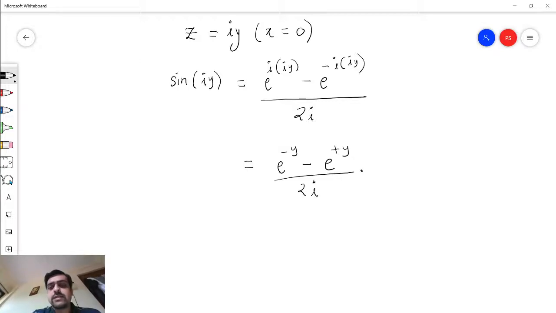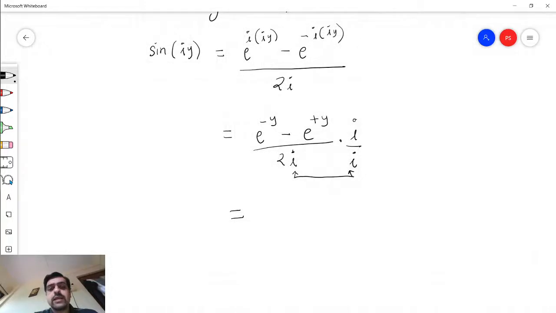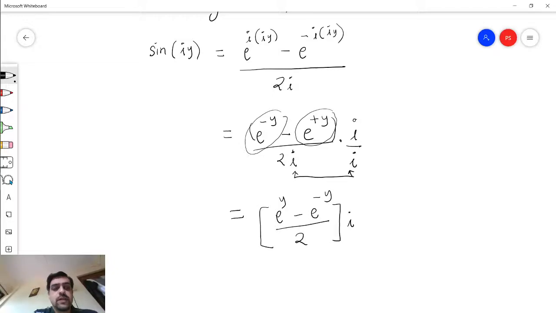Now we can adjust i in the numerator and the denominator. So this i into i gives us i squared, which gives us a minus 1. Now that minus sign can be adjusted here to get a plus sign for this term and a minus sign for this term. So we get e raised to y minus e raised to minus y divided by 2 into i. So this is sine of i times y.